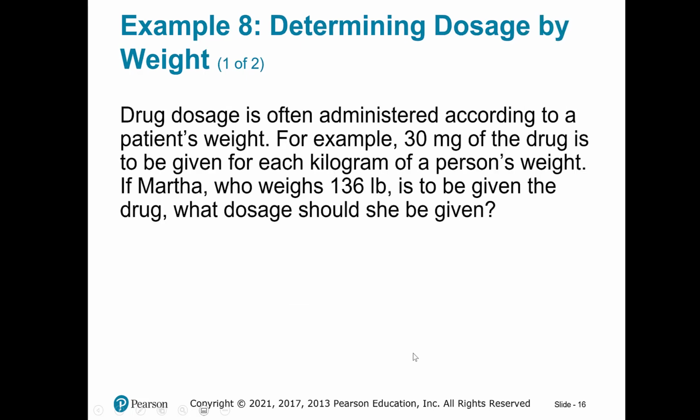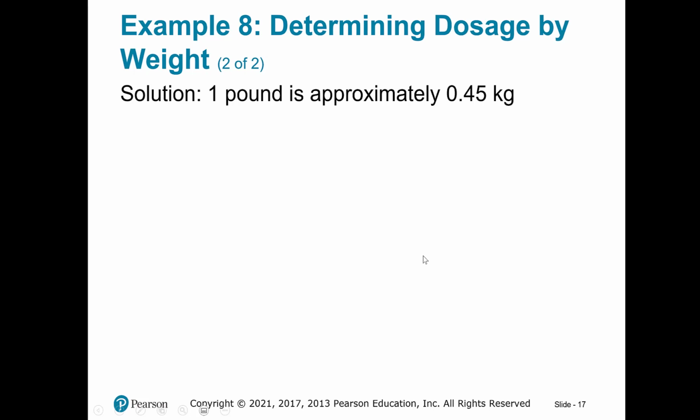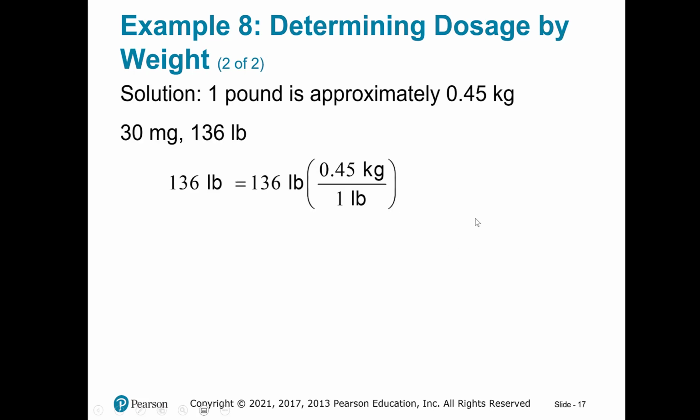Drug dosage is also often administered according to a patient's weight. For example, 30 milligrams of drug is to be given for each kilo of a person's weight. If Martha, who weighs 136 pounds, is to be given a drug, what dosage should she be given? The first thing we need to do is convert her weight to kilos. She's got 136 pounds, and we want to convert that to kilograms.